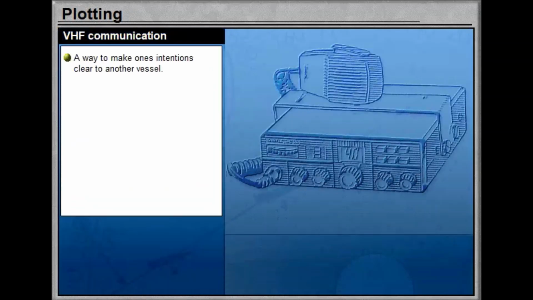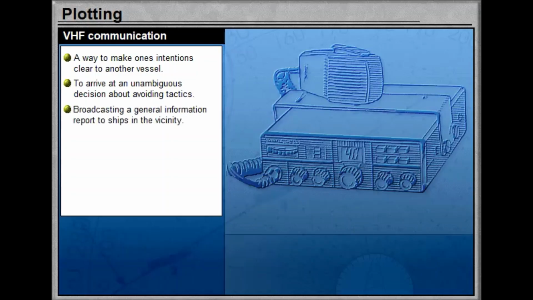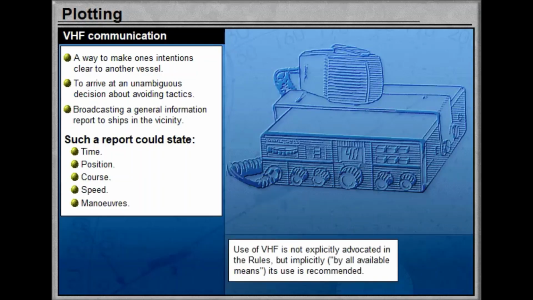VHF communication is a way to make one's intentions clear to another vessel, and to arrive at an unambiguous decision about avoiding tactics. It can also be used for broadcasting a general information report to ships in the vicinity. Such a report could state the time, position, course, speed, and manoeuvres to be carried out. Use of VHF is not explicitly advocated in the rules, but implicitly its use is recommended.